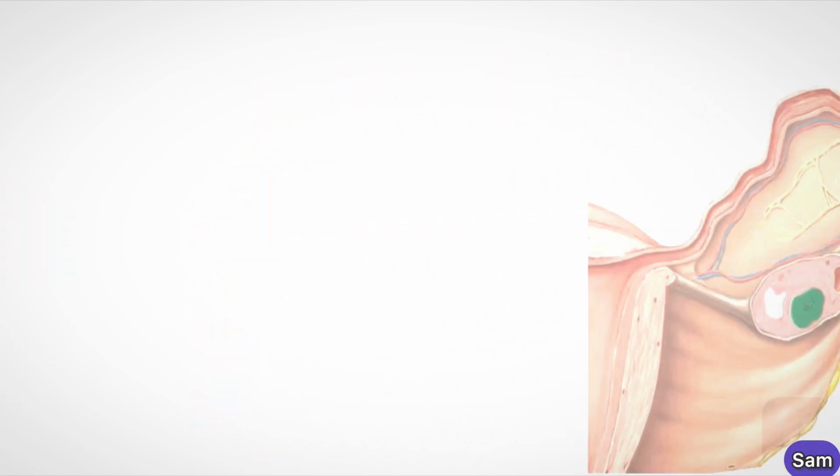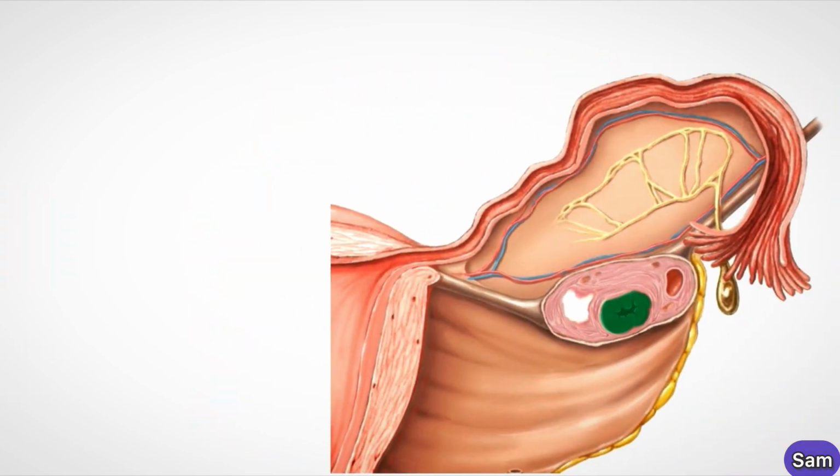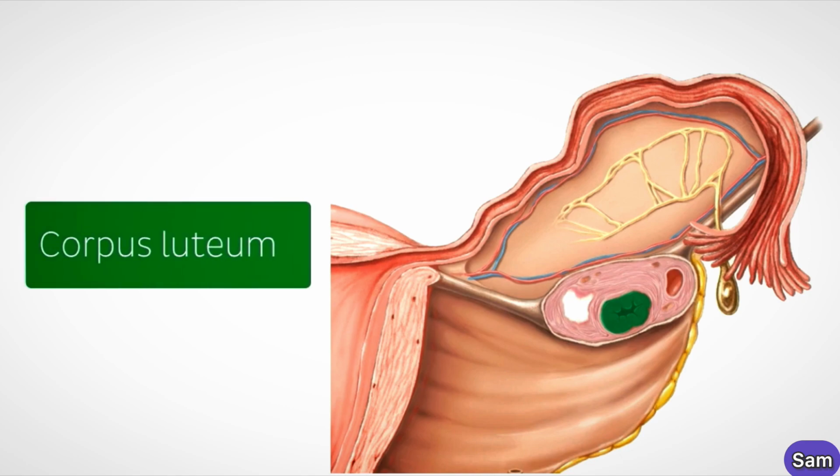After the oocyte is released into the fallopian tube, the follicle, or the remaining sac now empty of an egg, develops into a structure called the corpus luteum. Corpus luteum is the Latin term for yellow body, and as we could see on the previous slide when it wasn't highlighted, it is a yellowish colour. The main function of the corpus luteum is to develop and maintain pregnancy by secreting the hormone progesterone, and progesterone helps to prepare the endometrium for implantation of the embryo.